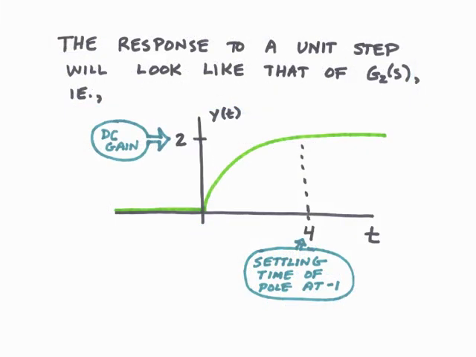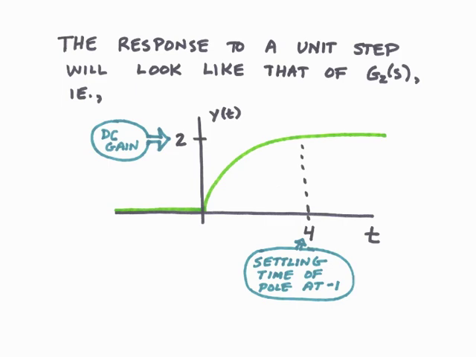Once we realize that G(s) acts just like G2(s) from the point of view of a step response, then we can simply find the step response of G2. And that's easy enough to do. We've studied how to find the step response of first order systems.